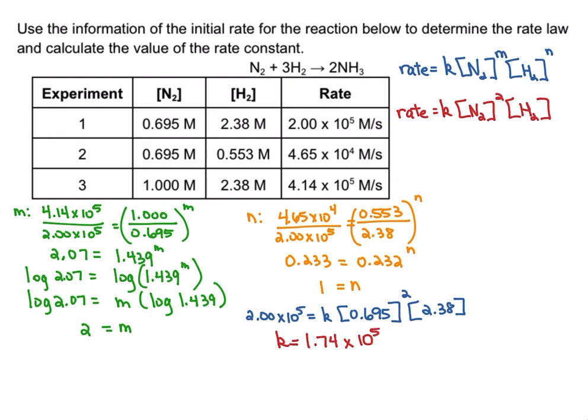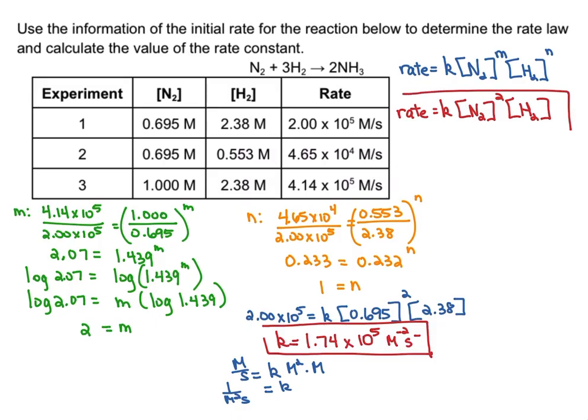But I do have to worry about my units, so let me do some work on the side here for the units. I know that the units are going to be molar per second equals K times molar squared times molar. So when I divide my numbers here, I'm going to get K equals 1 over molar squared times second. So the units here are going to be 1 over molar squared and 1 over time. So I've got my K and I've got my rate law.